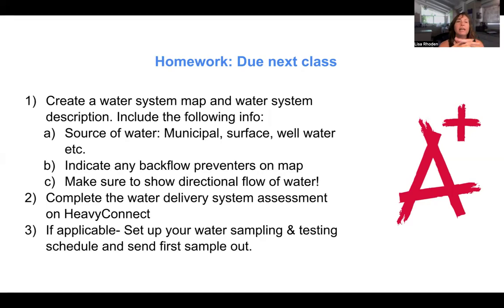Very, very simple. It's in the field section. So if you go on Heavy Connect, you're going to click to the field scope section, click the little green button that's a plus, and then you're going to scroll to the water delivery system log. You can do this initially just to get a sense of how it works and get a sense of what your system looks like now.